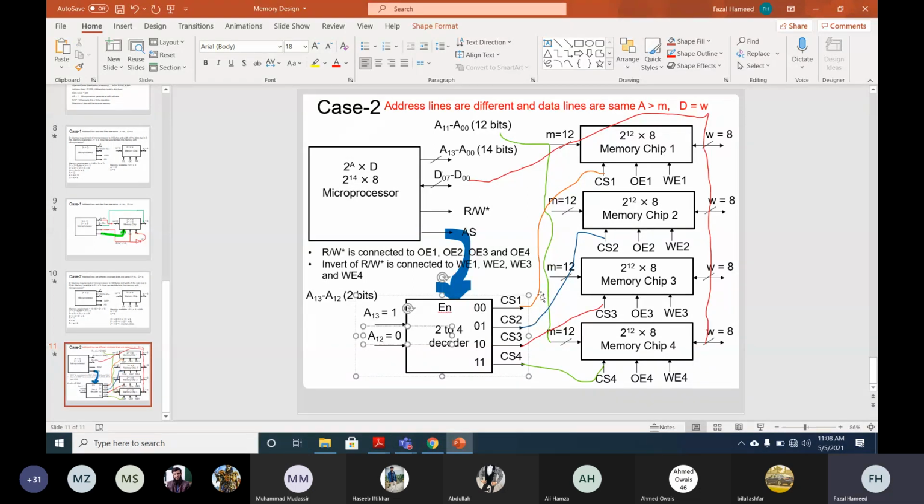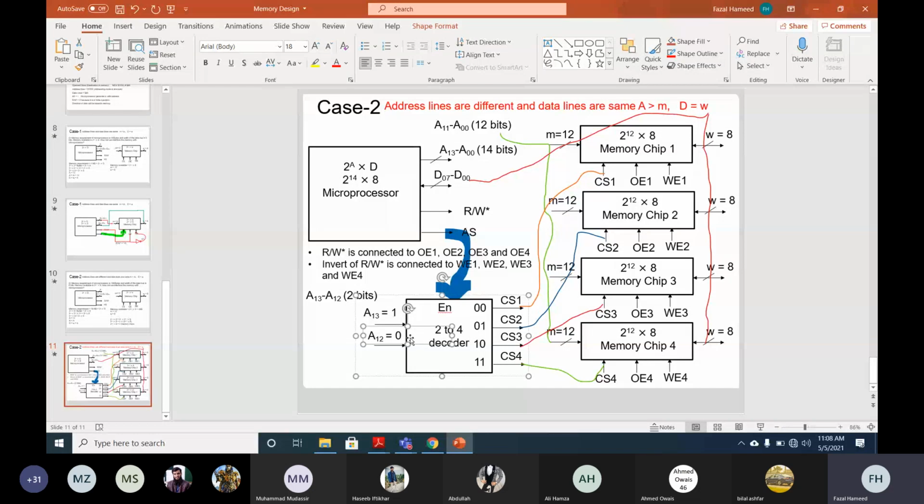It is 1 and 0. What will be the value of CS1? 0. What will be the value of CS2? 0. What will be the value of CS3? 1. CS3 will be enabled. So in the decoder only one output will be enabled at a time. So it means that 3 chips will be disabled. In this case, if it is 1 0, chip 1 will be disabled, chip 2 will be disabled, and chip 4 will be disabled, and chip 3 will be enabled.